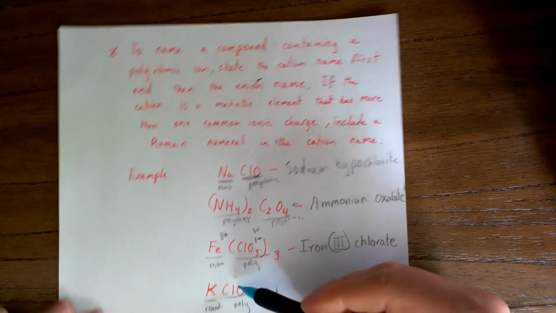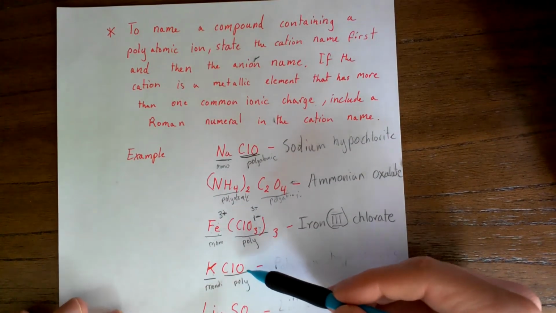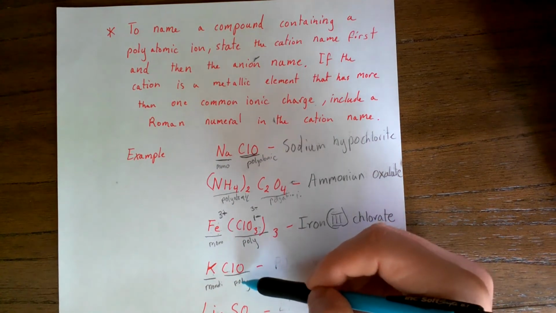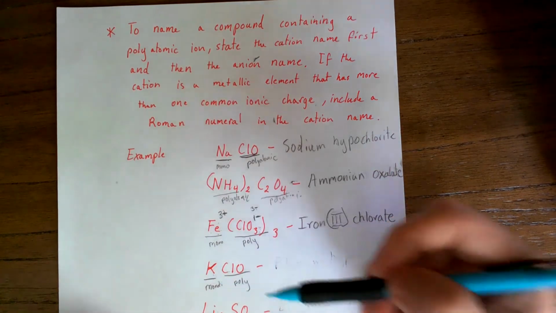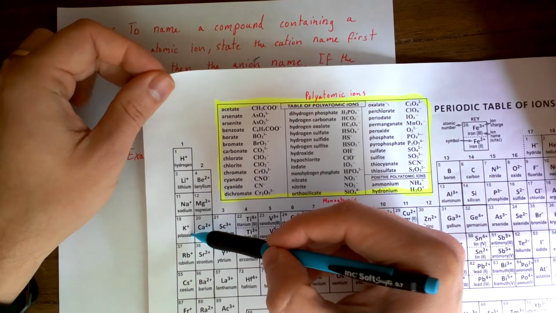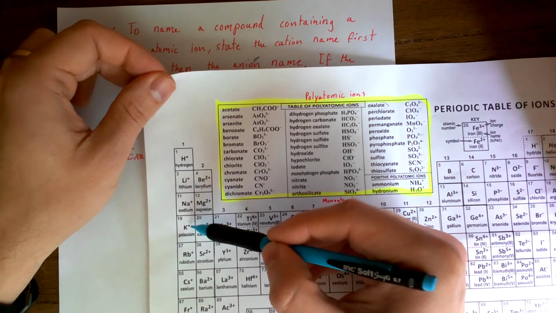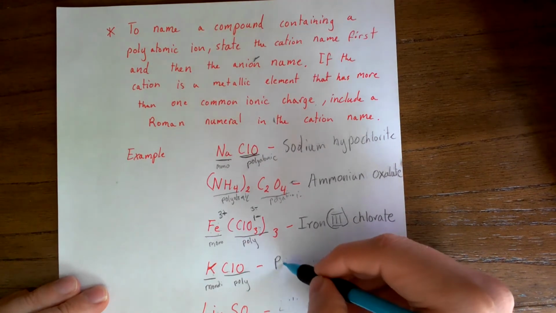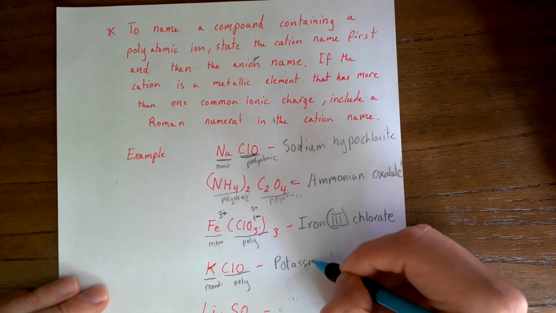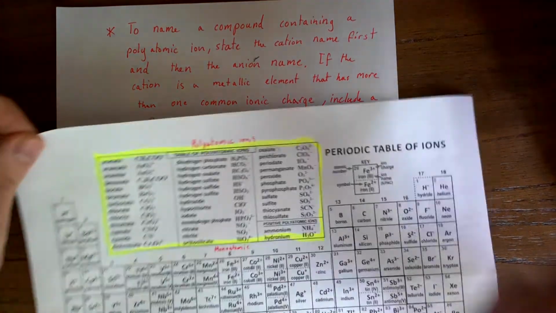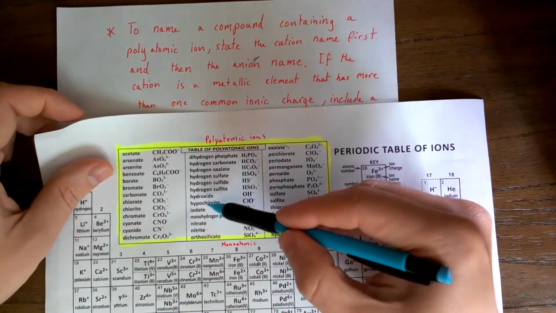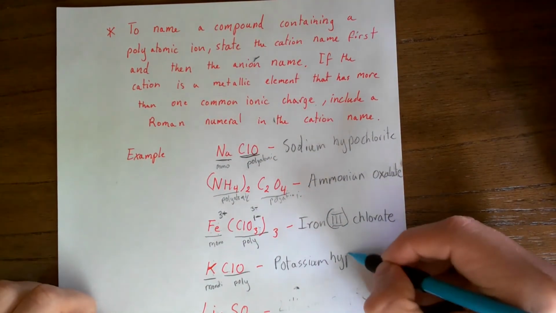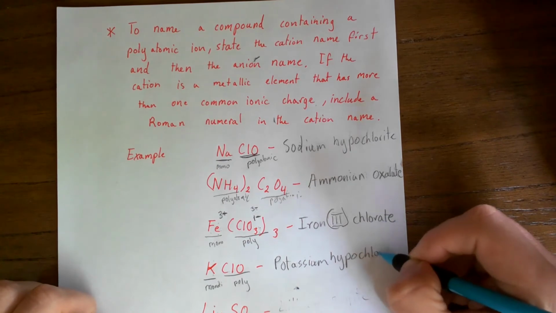Okay, let's look at the next problem. KClO. Okay, K is monoatomic, ClO is polyatomic. So K is going to be monoatomic, group 1, which is potassium. Notice that we only have 1 charge for potassium, so we don't need to write a Roman numeral, so it's just potassium. And let's find ClO. ClO is hypochlorite. So it's potassium hypochlorite.